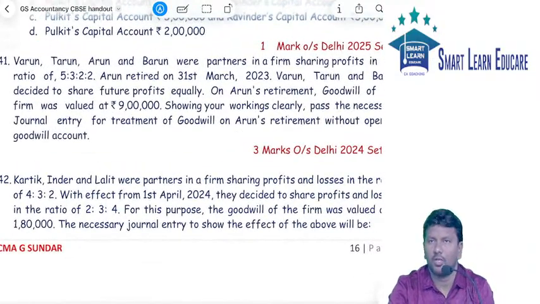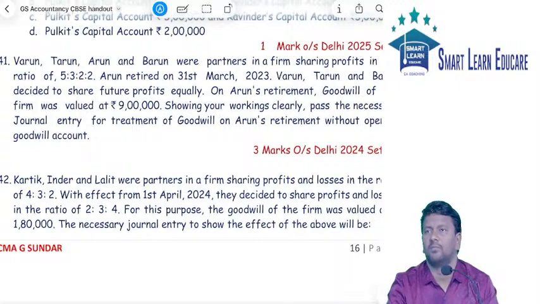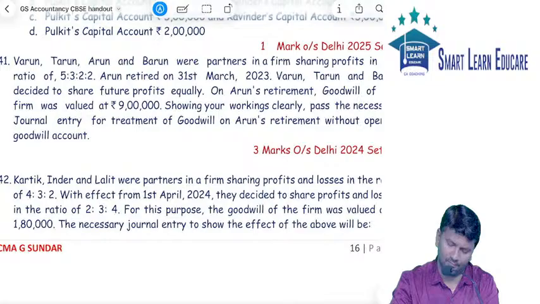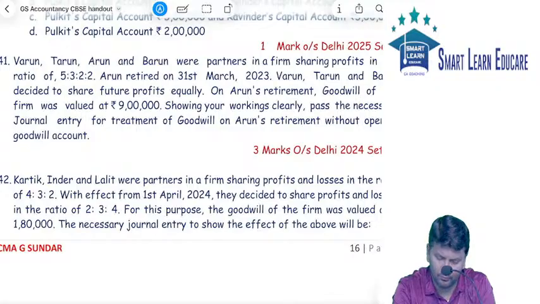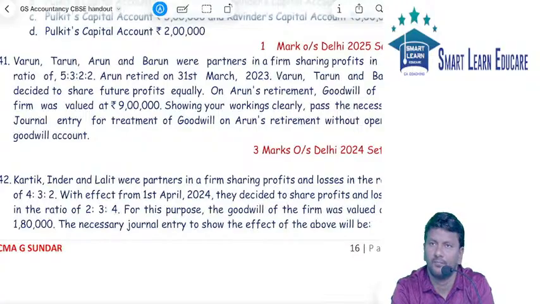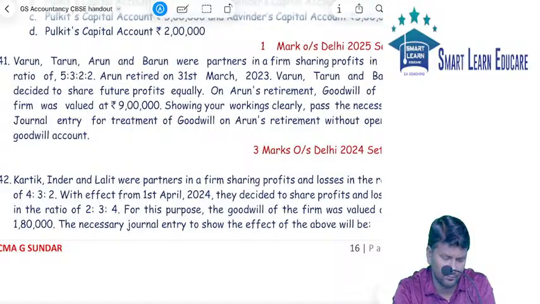For a 3-mark question, you should have a detailed calculation and working. So you can solve this question yourself.